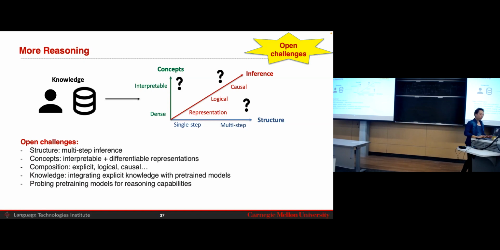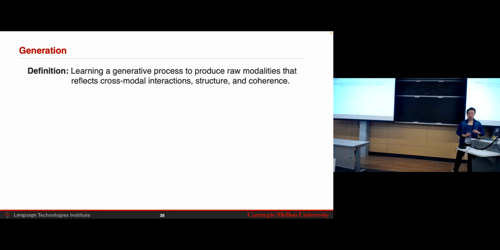And finally, knowledge, right? We have all these large pre-trained models nowadays. They definitely contain some amount of external knowledge, although it is quite unstructured and really black box, right? How do we probe these pre-trained models for the reasoning capabilities is a big area of work. Cool. Now generation.